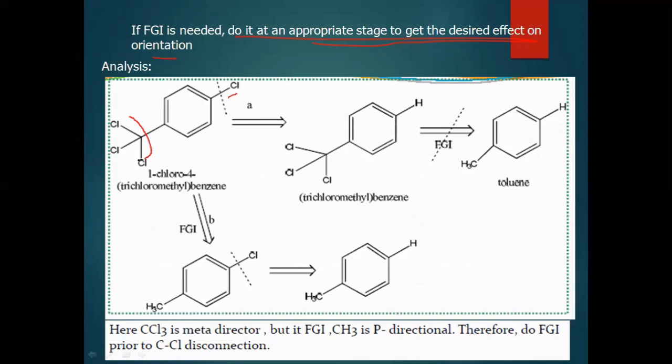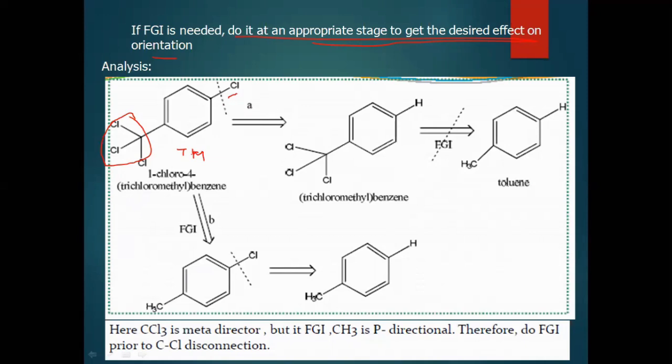4-trichloromethyl benzene. If this is the target molecule, and you want to do the retrosynthesis analysis on this molecule, then you can propose two types of path. Let us assume, let's go with the path A.